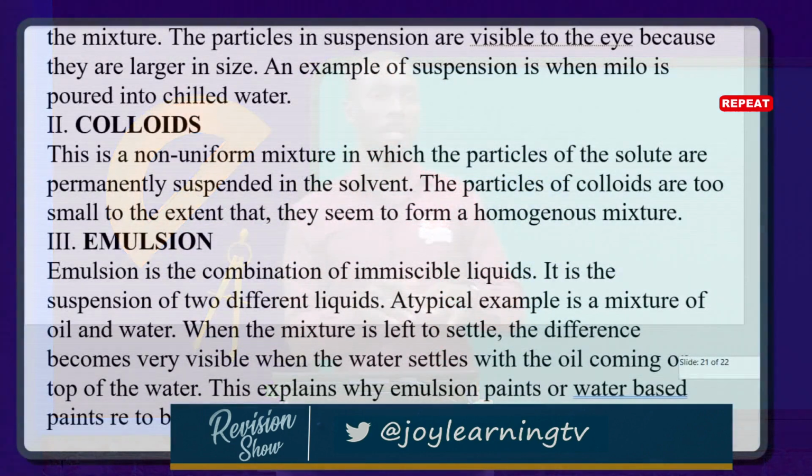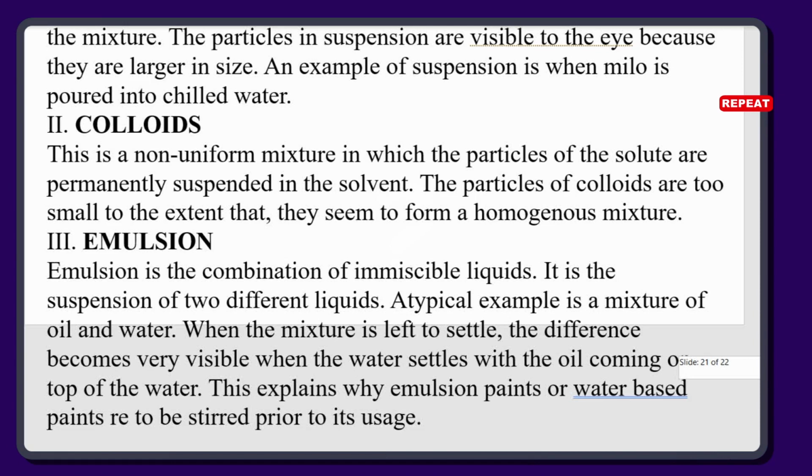Okay, so I was on emulsion, and I was saying that emulsion is the combination of immiscible liquids. So whenever two liquids are brought together, there's a clear difference between them, and that shows that these two liquids are immiscible. It is the suspension of two different liquids, and we know what suspension is. A typical example is a mixture of oil and water, like I told you earlier. When the mixture is left to settle, the difference becomes very visible, with the oil coming on top of the water. And like I told you, this explains why emulsion paints or water-based paints are to be stirred before usage.